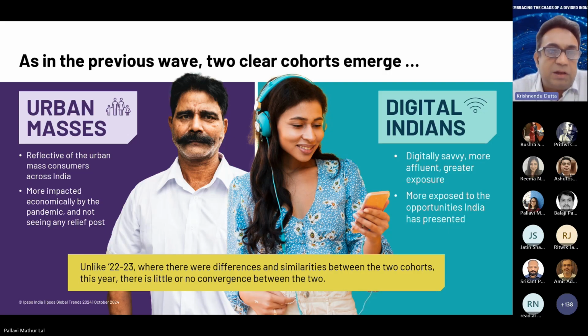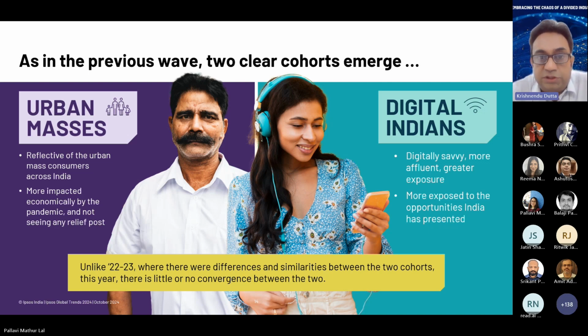The urban masses are reflective of the larger Indian urban middle class, the aspirants of the society. They are definitely not part of the top 10%, which Amit just spoke about, and they have been more impacted economically by the pandemic. And from what we will see over the next few slides, they don't appear to be seeing any immediate relief in the post period as well.